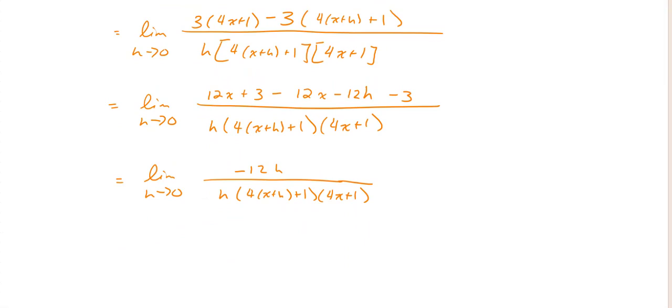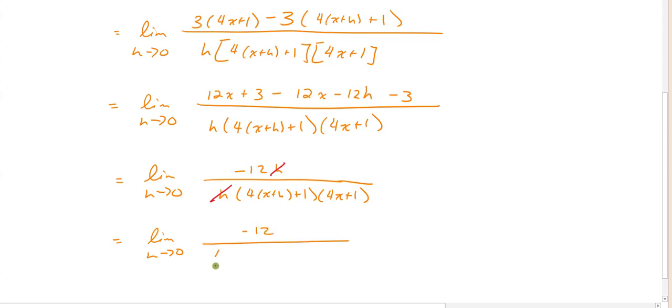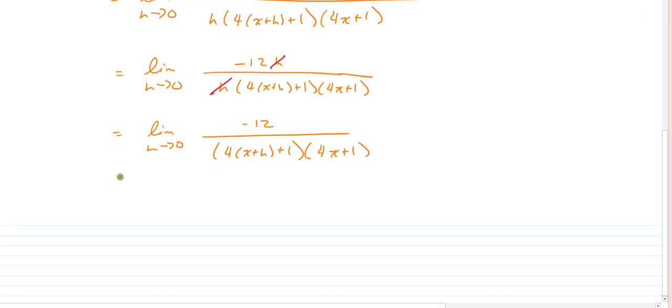And after we do so, the h factors cancel out, and by that I mean they divide out, and so then we're just left with the limit as h approaches 0 of, careful, minus 12 all over 4 times the quantity x plus h plus 1, all that times the factor 4x plus 1. And if I let h tend to 0, what we end up with is just minus 12 all over 4 times x plus 0 plus 1, times 4x plus 1. But notice that because that's 0, I have a repetition of those two factors in the denominator.